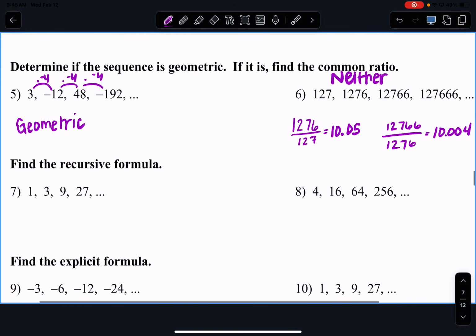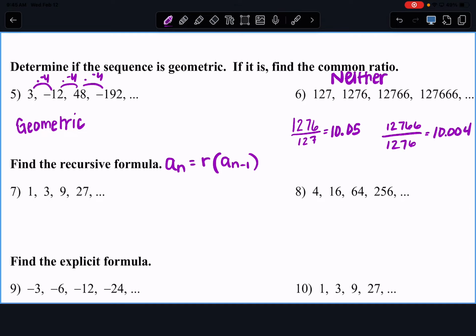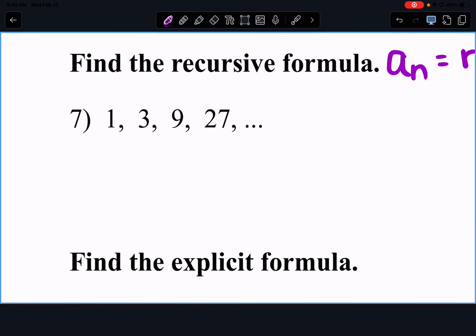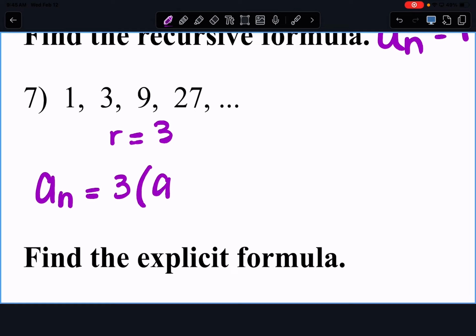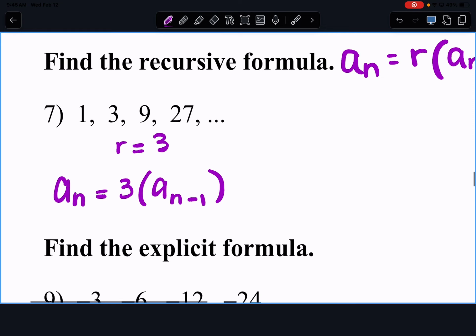So this one's just us writing the recursive formula. The recursive formula is AN is equal to, we take our common ratio and multiply it by AN minus 1. So the only thing I need to find is what? Common ratio. Okay, and these are geometric, so we're good to go. What's my common ratio? Times 3. Just like that. That's all we do. All right, then we're going to look at the next section.